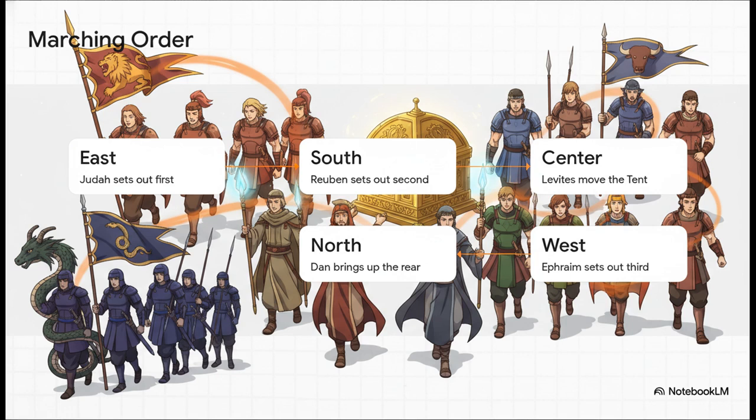When we put all of this together, it is just brilliant sequential logic. The physical layout of the camp, while they were totally stationary, perfectly dictated their highly organized marching order. When it was time to move, there was absolutely no scrambling, no trying to figure out who went where. Judah in the east goes first. Reuben in the south follows. The Levites in the center move next, safely sandwiched right in the middle. Ephraim from the west follows them, and Dan from the north pulls up the rear. Just like that, a static blueprint instantly converts into a perfectly mobile column.